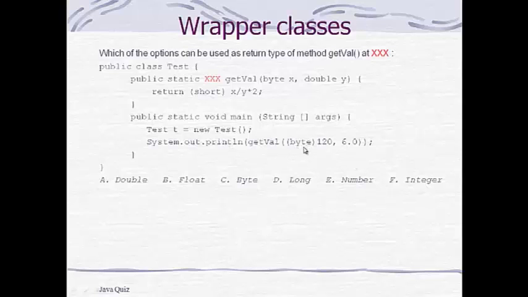So we are passing a byte value 120 and a double 6.0, the correct types here, and inside this getVal method we are dividing the x by y into 2 and we are casting it to short and returning it. So is it A and C, A and B, C and F, and A and E?